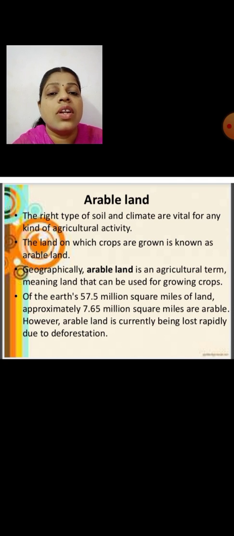So children, I hope this session, explaining the meaning of agriculture as well as the factors responsible for the growth of agriculture, is clear to you.